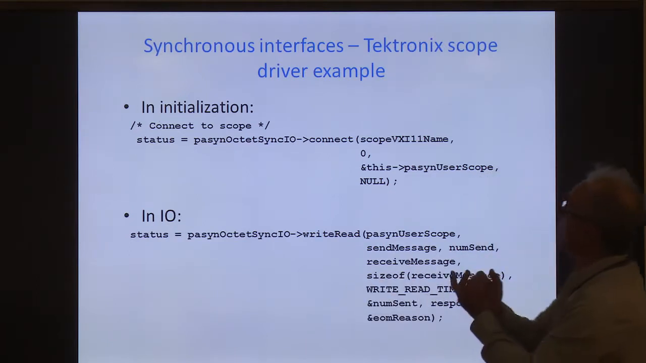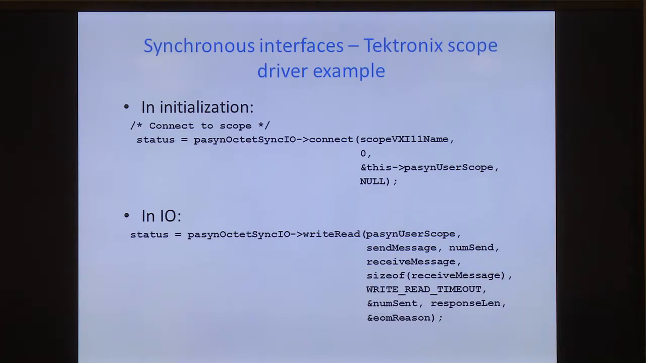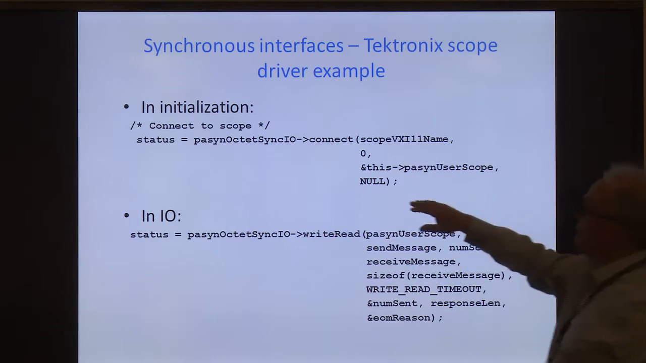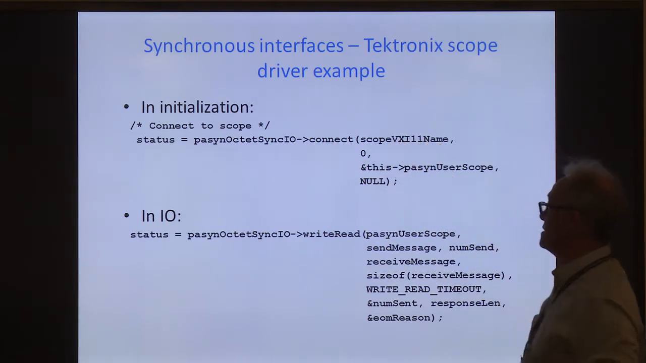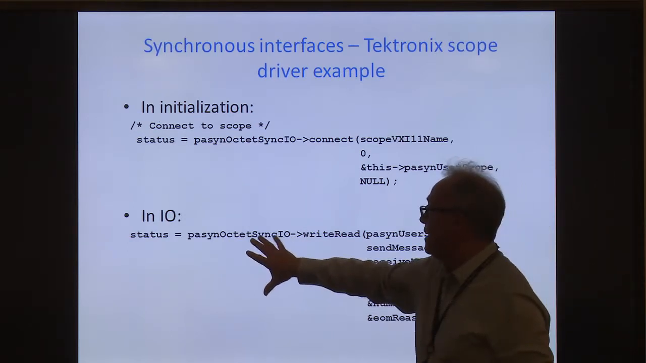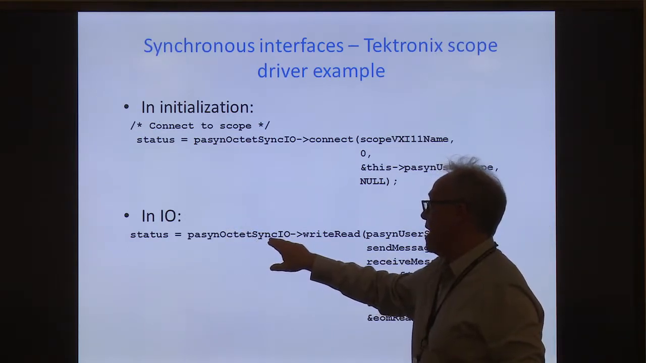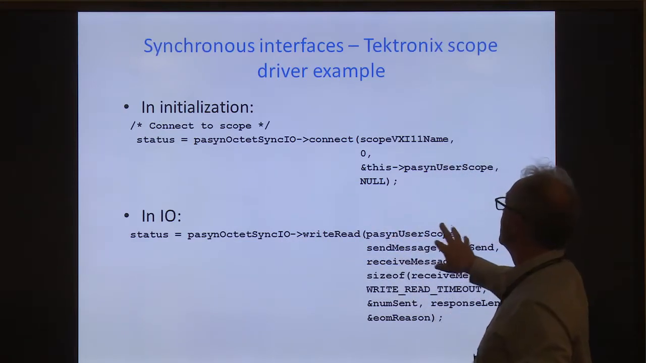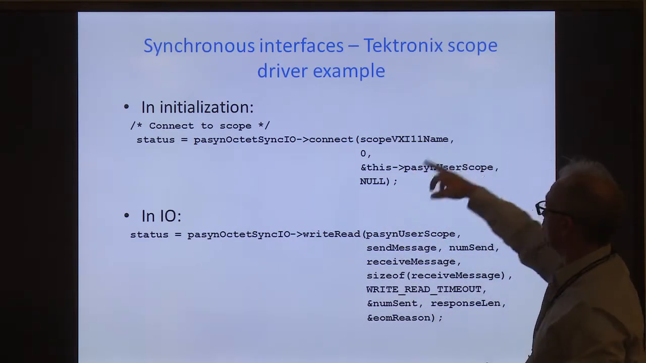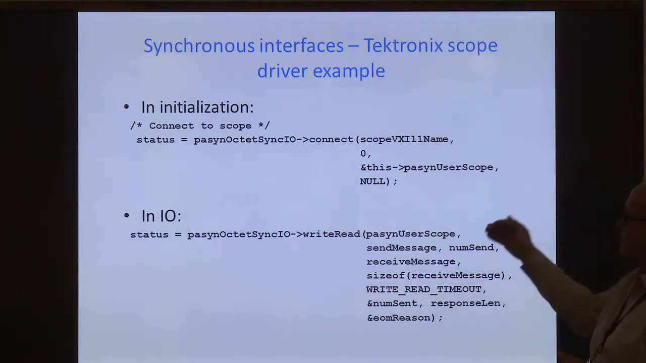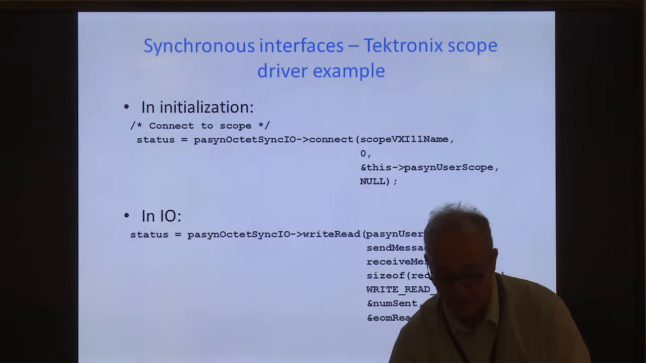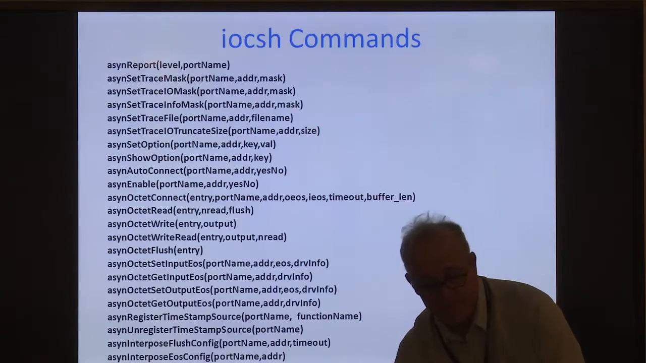So here's just an example of a synchronous interface with a scope. So this was a VXI11 scope. In initialization, it connects to the underlying VXI11 driver, and then in the I/O, it just calls octet sync I/O write read using this asyn user scope, which got connected to the device. So it can just synchronously do write read operations in the Tektronix scope driver.